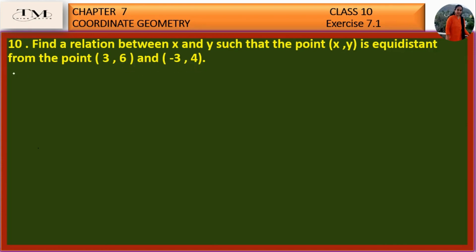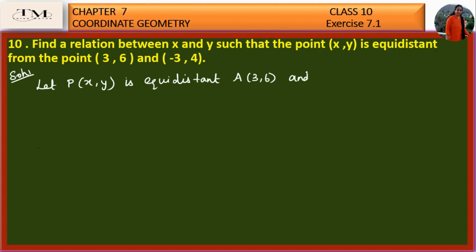So let us name these points. Let P be x comma y. This point is equidistant from which points? It is equidistant from A of 3 comma 6 and B of minus 3 comma 4. This is given, so PA will be equal to PB. The distances PA and PB are equal.